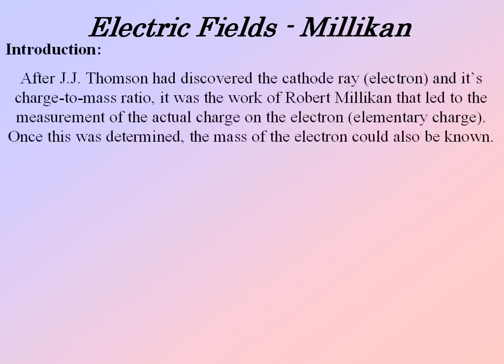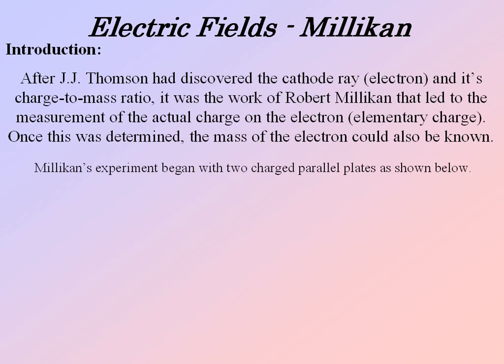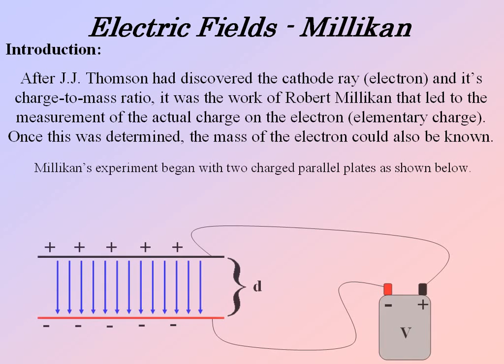After J.J. Thomson had discovered the cathode ray, or electron, and its charge-to-mass ratio, it was the work of Robert Millikan that led to the measurement of the actual charge, or the elementary charge. Once this was determined, the mass of the electron could also be found. Millikan's experiment began with two charged parallel plates, as shown below.